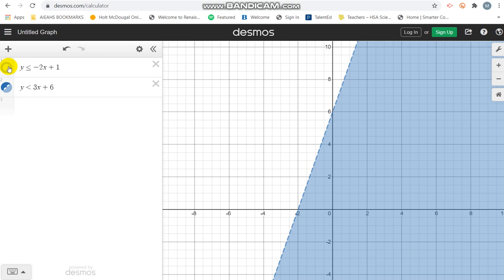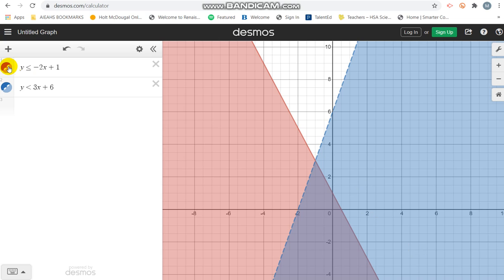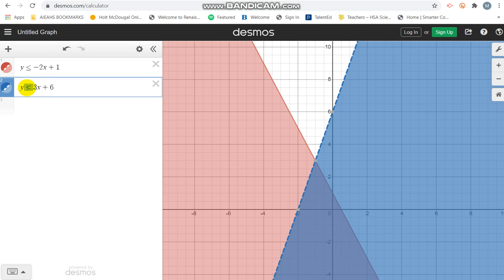Now, if I put these together, as you can see, one line is solid because there's an equal sign here, and the other line is dashed because we don't have an equal sign underneath. I'm going to stop the video real fast. I'm going to continue with the last one soon.